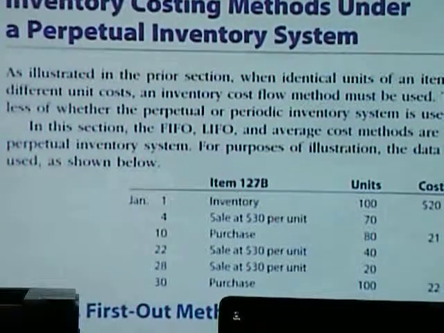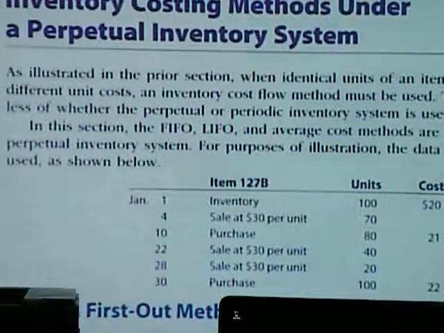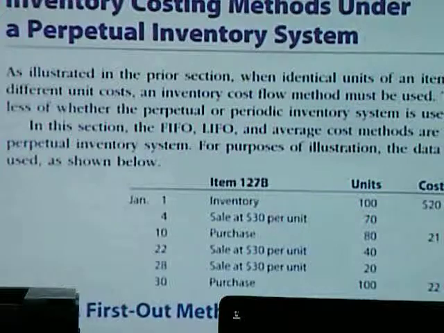Okay, this is in Chapter 7, Inventory Costing Methods under Perpetual Inventory System. I want you to keep in mind that the word perpetual means ongoing. We are constantly recording information in a perpetual system. This is actually on page 316 in your textbook.